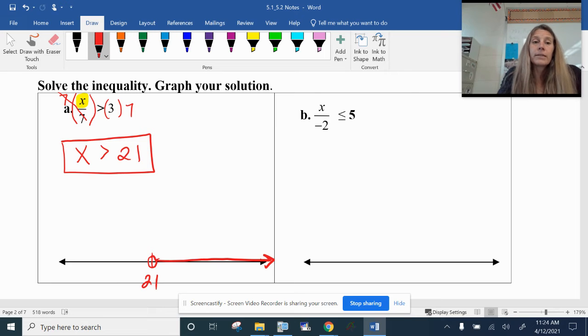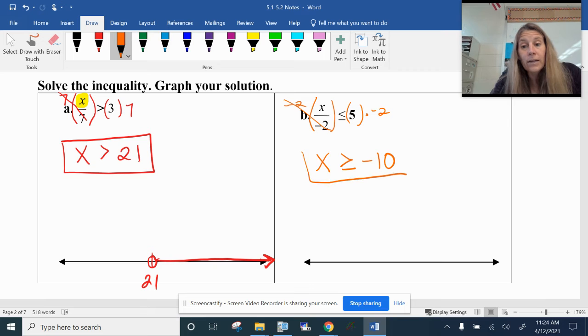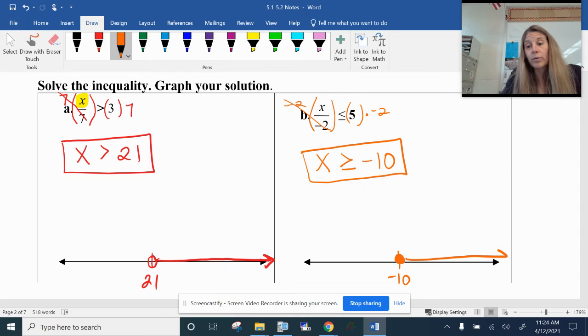Now the next example. This time I'm going to multiply both sides by a -2 in order to get my x by itself. But because I'm multiplying by a negative value, I have to change or reverse the direction of that inequality sign. So I have x is greater than or equal to that -10. Closed circle because of the equal to. X is greater than or equal to -10. Greater numbers are to the right.